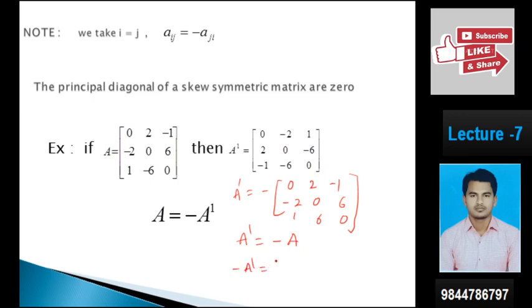Or else minus A dash is equal to A. Here, multiplying with a minus sign on both sides, we get minus A dash is equal to A. See here, this is our A matrix. By observing directly we can say that this is a skew symmetric matrix.